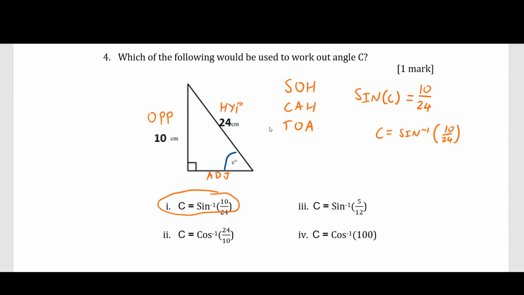So we look, and just for interest, let's do cos. Cos of C is going to be the adjacent on hypotenuse. So we don't know what the adjacent is. So whatever it is, it would be the adjacent on 24. So nope, that one's wrong. That's wrong. And this one's wrong. Okay.